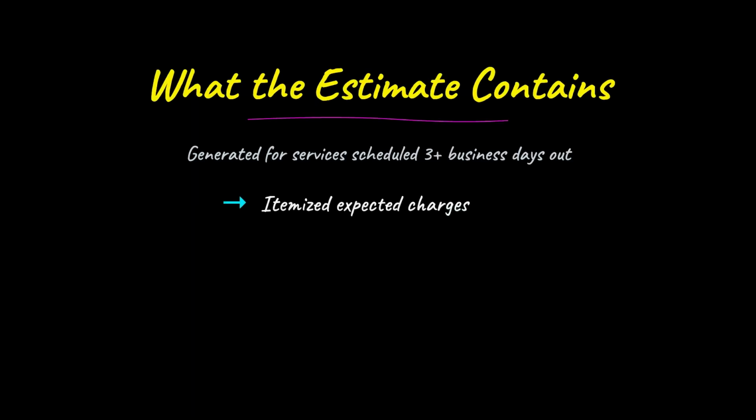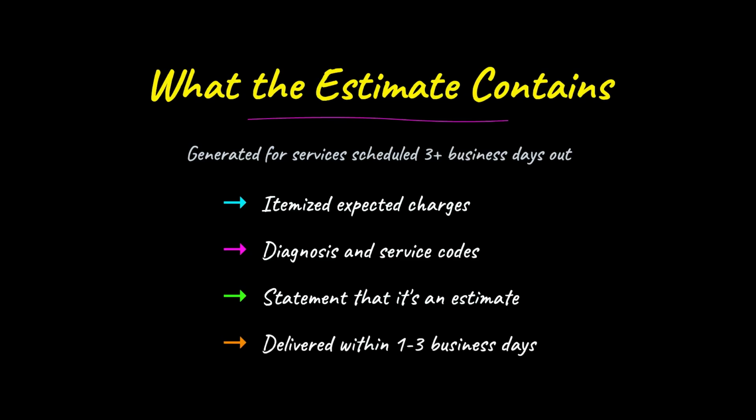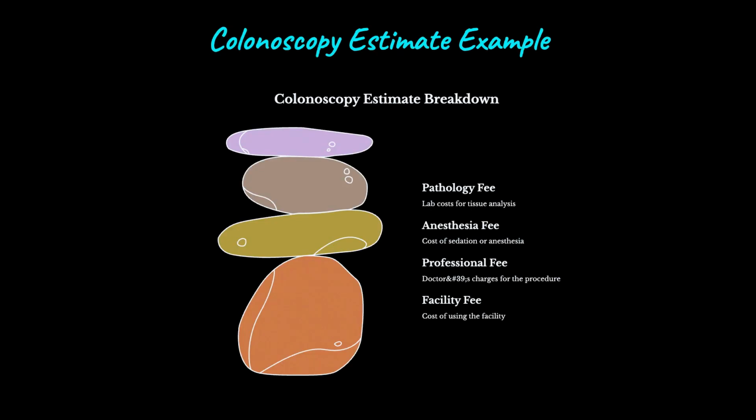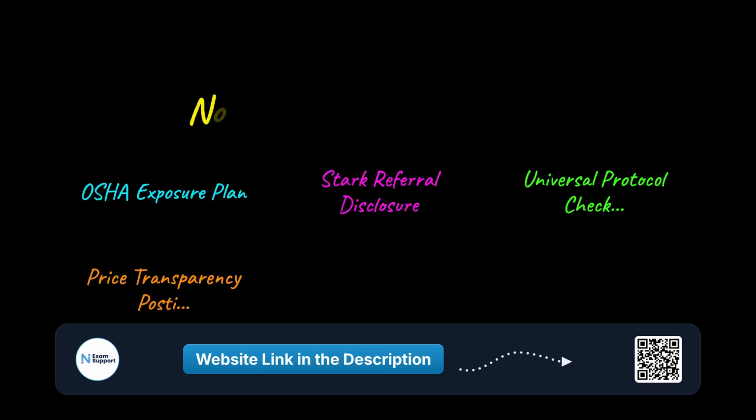Mechanically, the document lists itemized expected charges, diagnosis codes, and service codes, plus a clear statement that the figure is only an estimate, delivered in writing within 1 to 3 business days, depending on how far out the service is scheduled. Picture a self-pay patient scheduling a colonoscopy. Within 1 business day, the estimate lists the facility fee, professional fee, anesthesia fee, and pathology fee, totaling $1,800, emailed to the patient and saved in the chart.